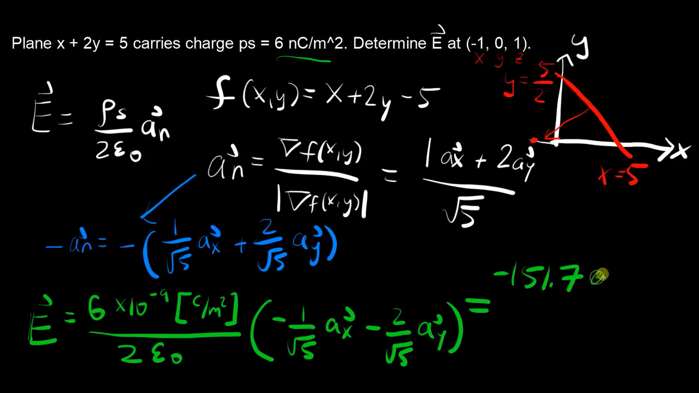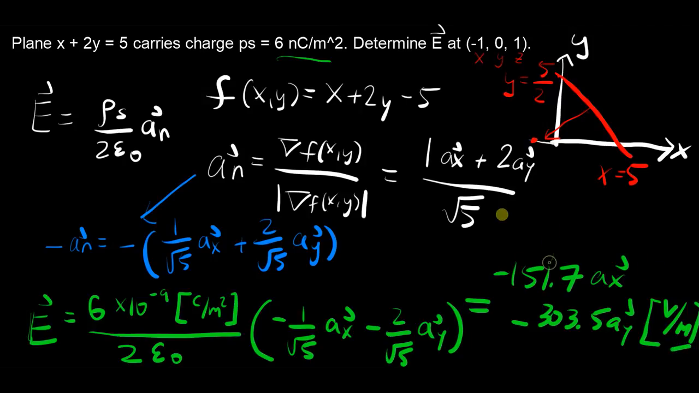And your final answer should look like -151.7 ax minus 303.5 ay. And because we put things into SI units here, the units here will end up being in SI units as well, volts per meter. And that's how you deal with that situation.